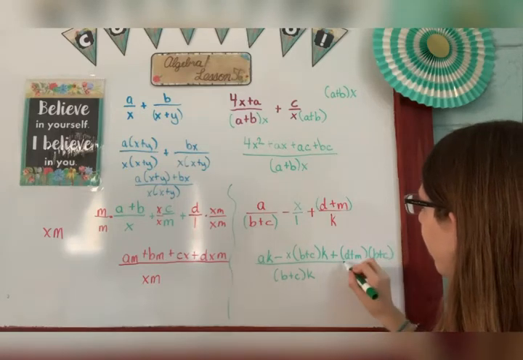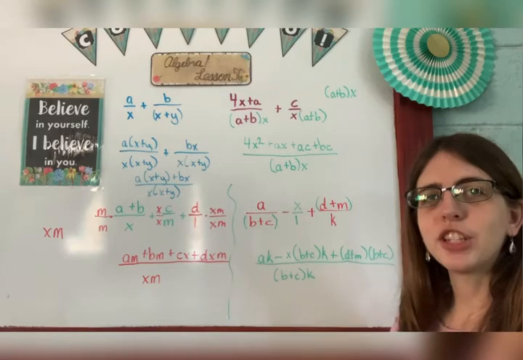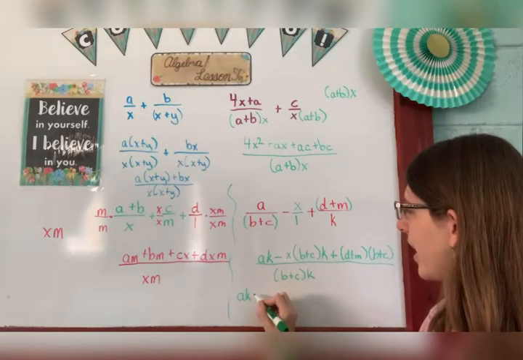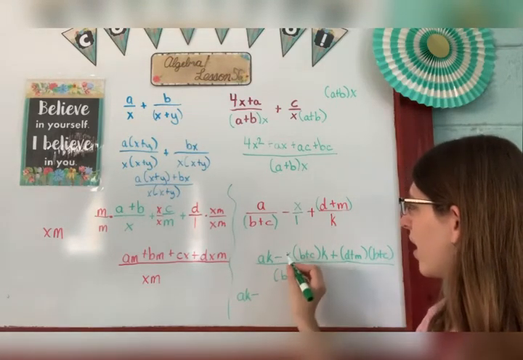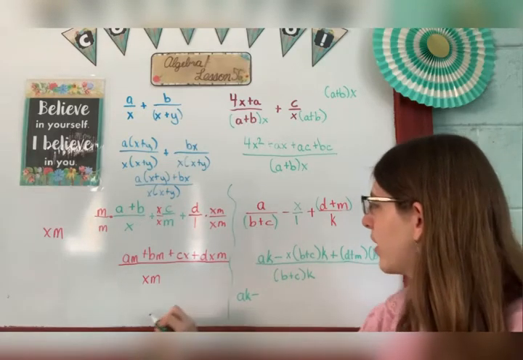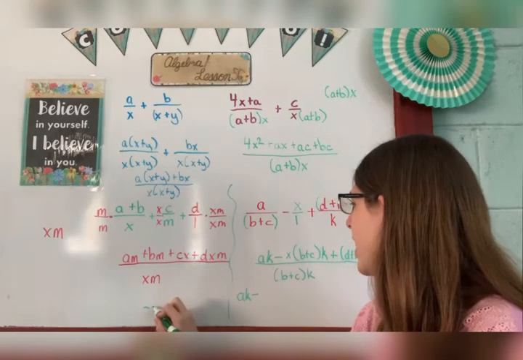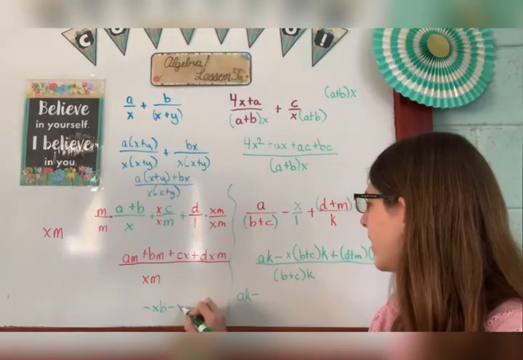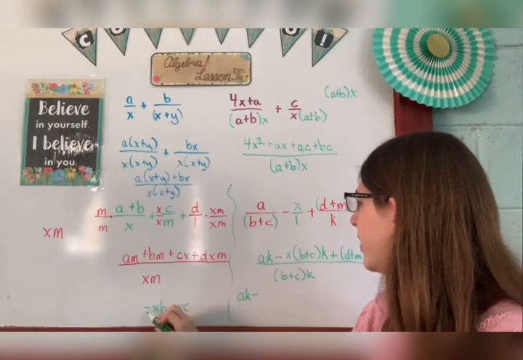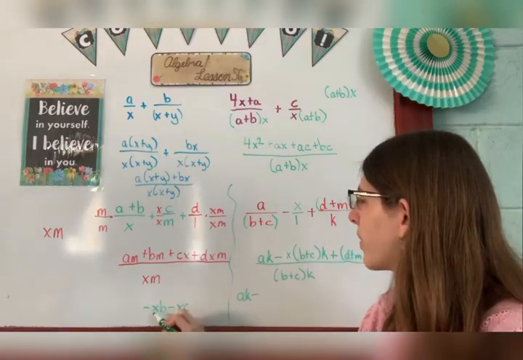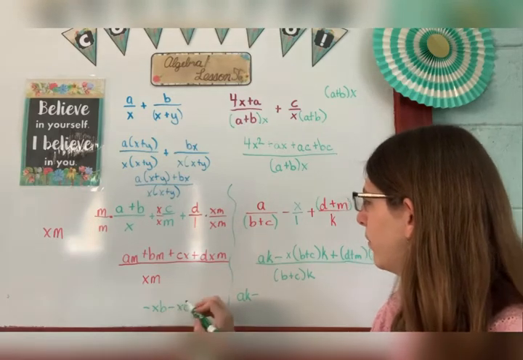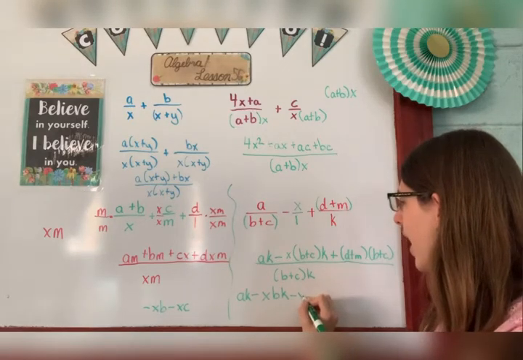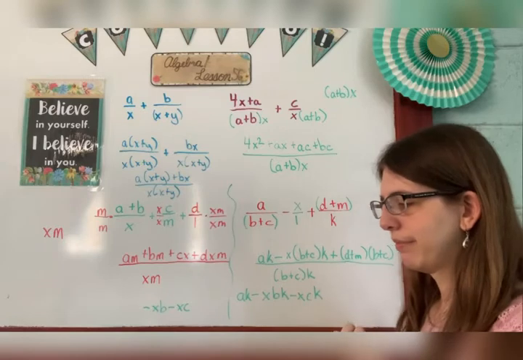Now I'm going to simplify my terms as much as I possibly can. So over here, ak, that's fine. So it's going to stay ak minus, so now I have negative x times b. I'm going to do this over here because we're going to have to change a few things. Negative x times b is negative xb. Negative x times c is negative xc. And then this is all times k. So that would be negative xbk minus xck. Just like that.